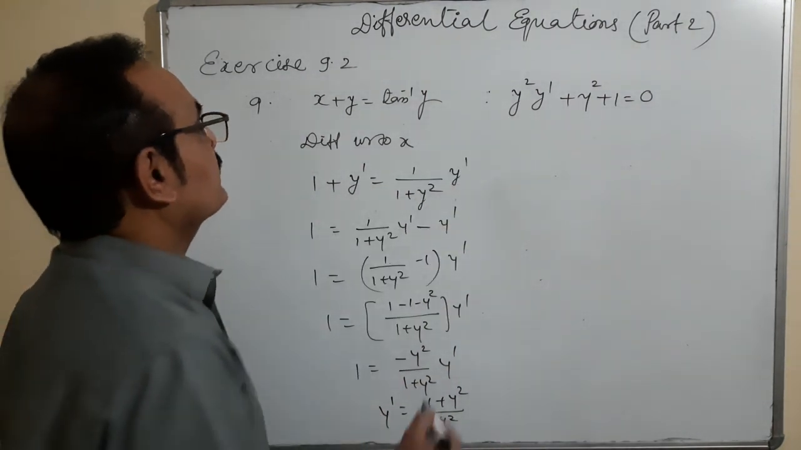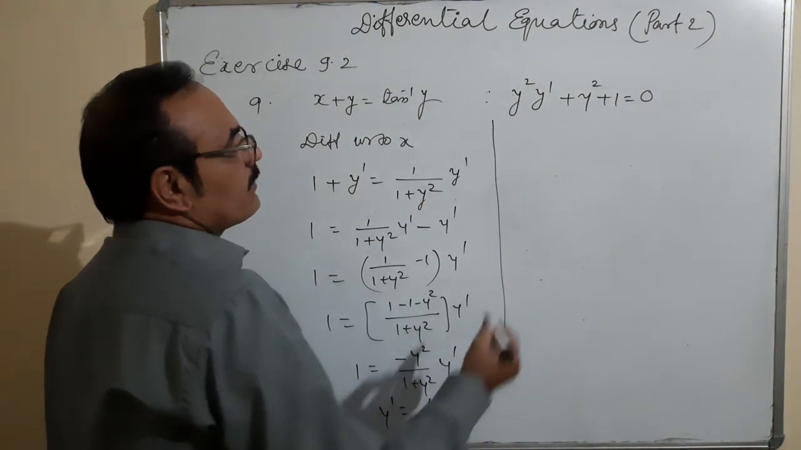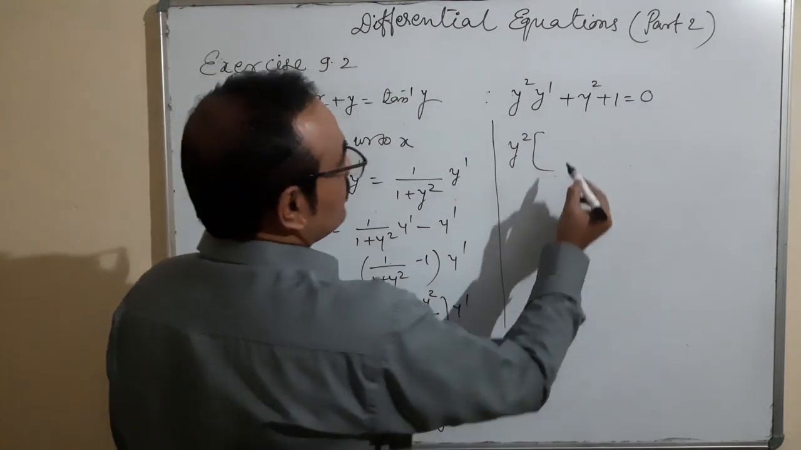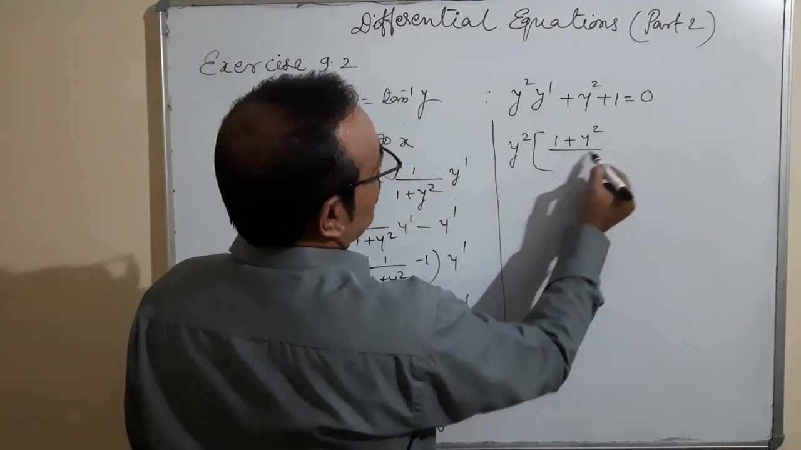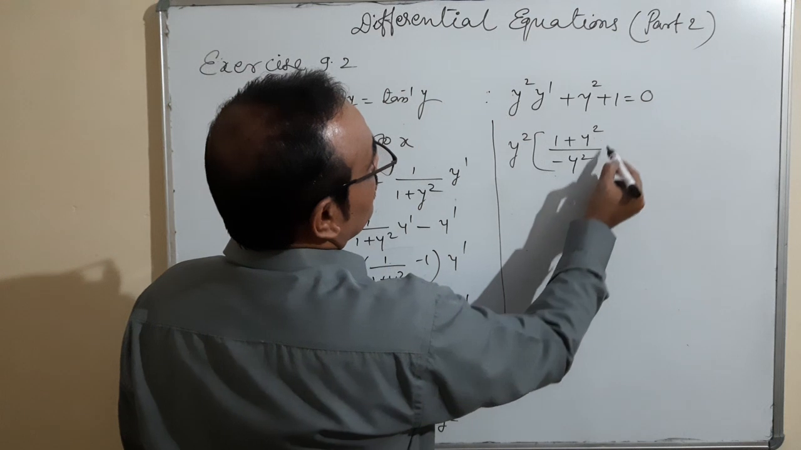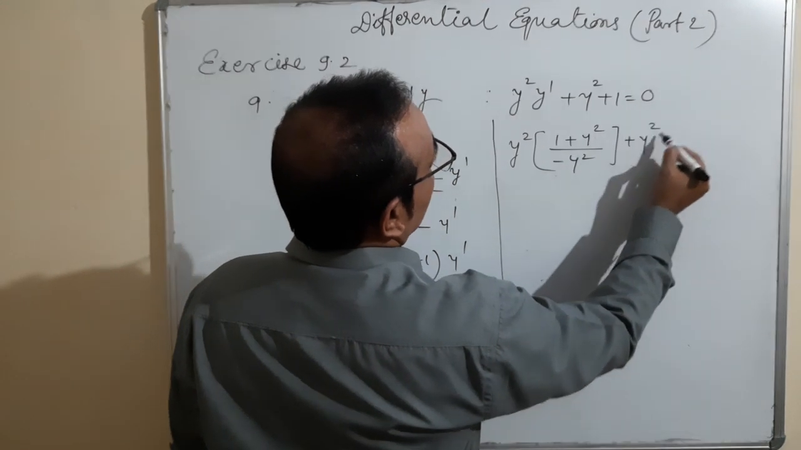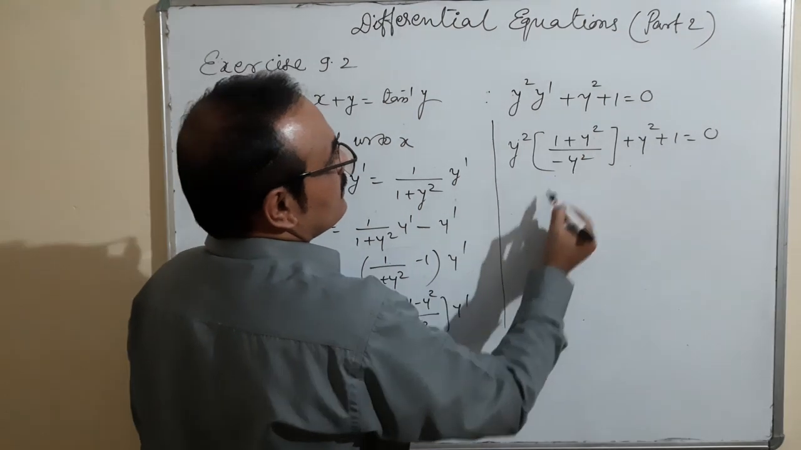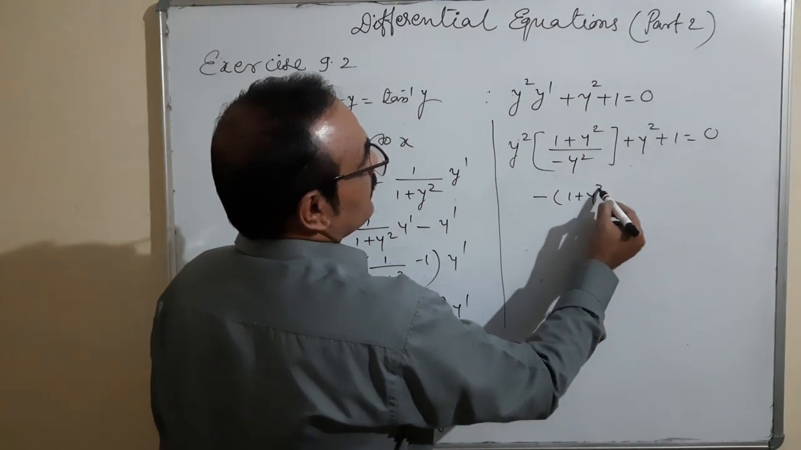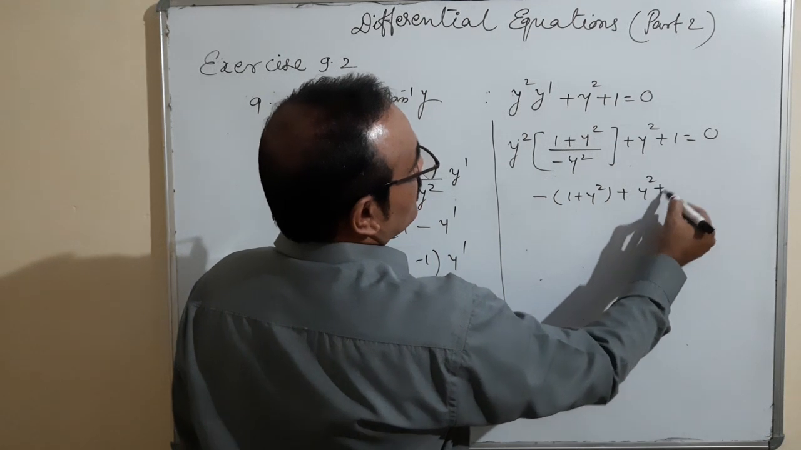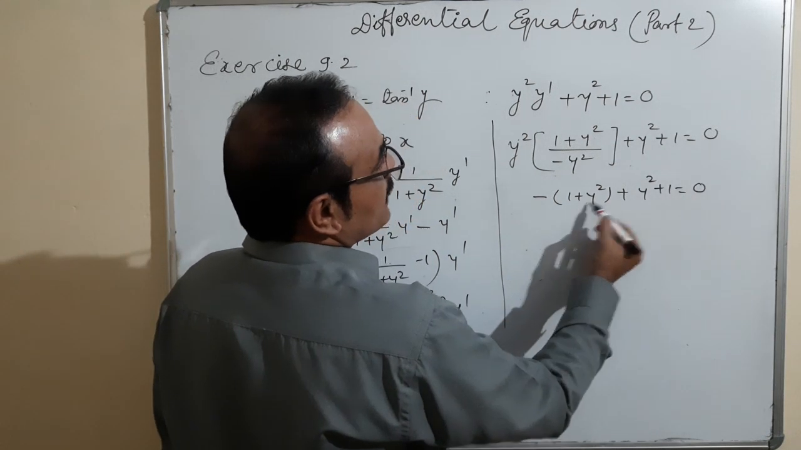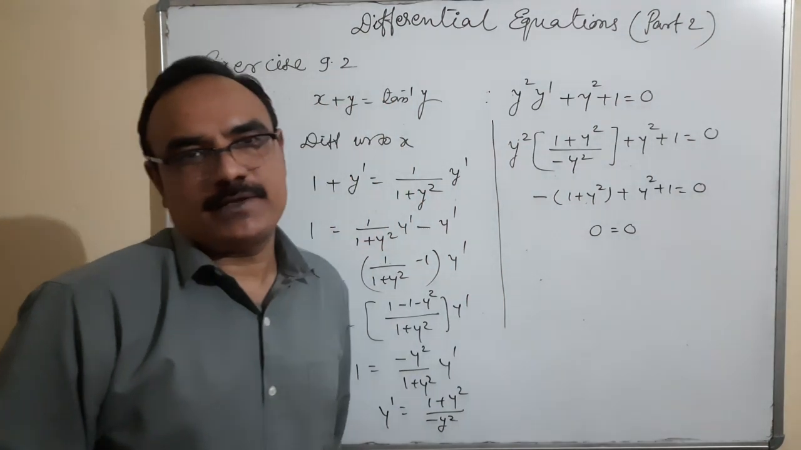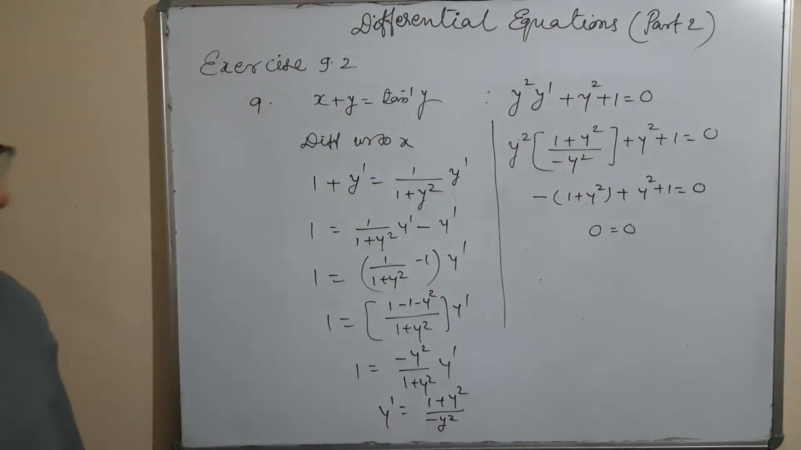To be substituted here, y square y dash, that is 1 plus y square upon minus y square, plus y square plus 1 is equal to 0. Okay. So this y square cancels. Minus 1 plus y square plus 1 is equal to 0. Minus 1 minus y square plus 1 plus y square, 0 is equal to 0. Verified. Okay. Clear?